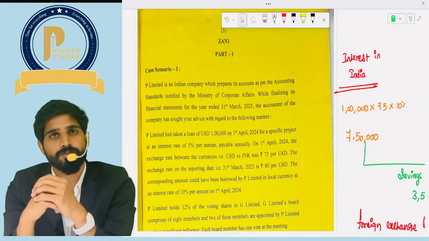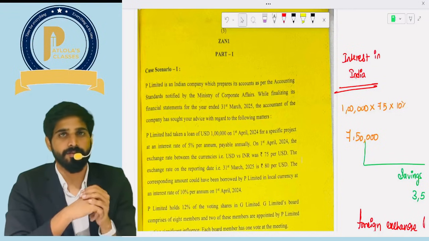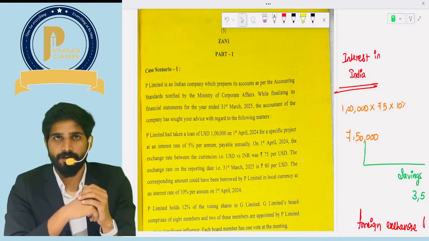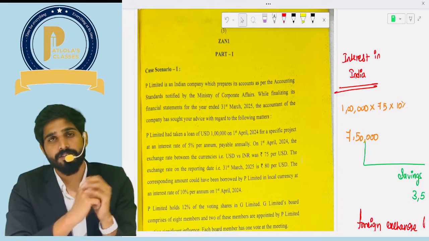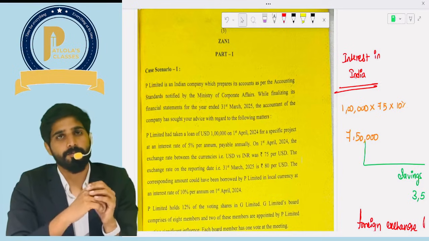Hello all the CA Inter students, hope you have written your advanced accounting paper well. Even if you didn't write well or you could not complete the paper, do not think about the past papers. Always think about what best you can do in the upcoming papers.